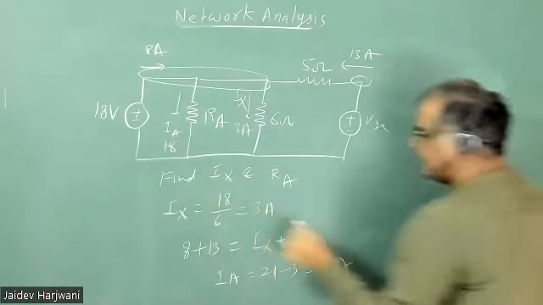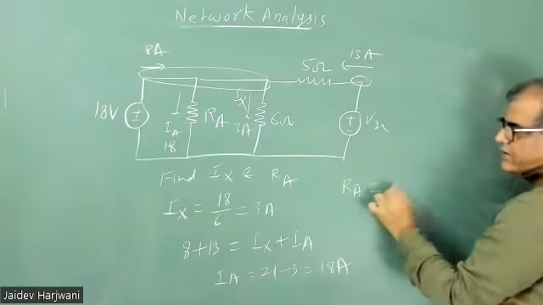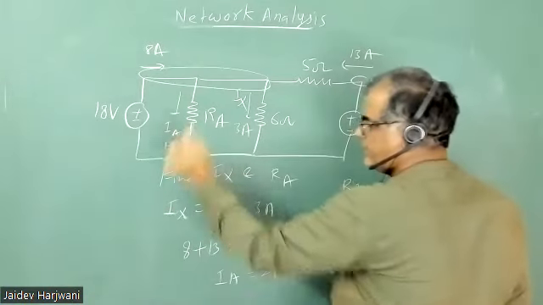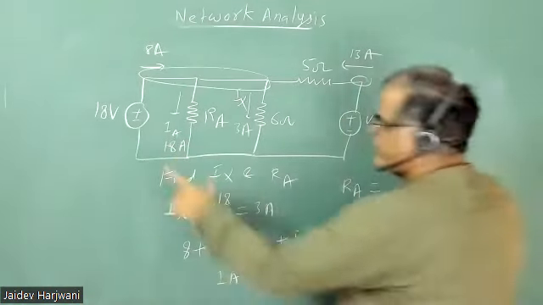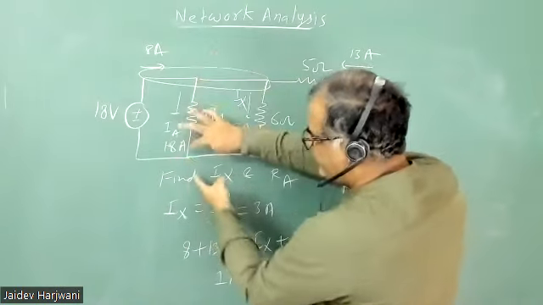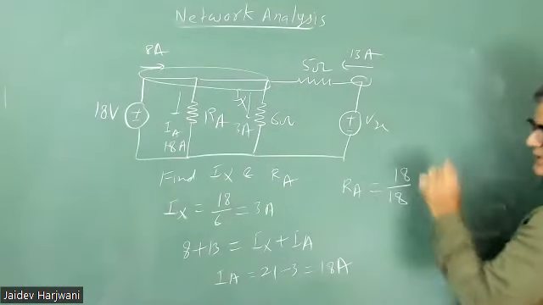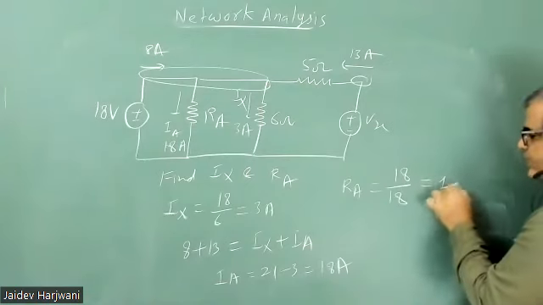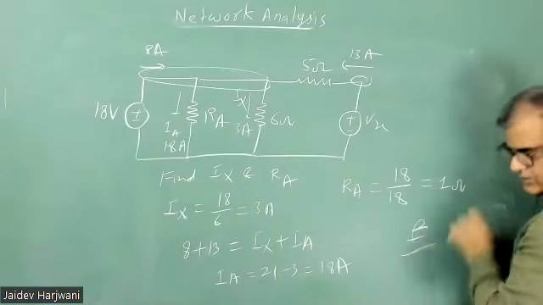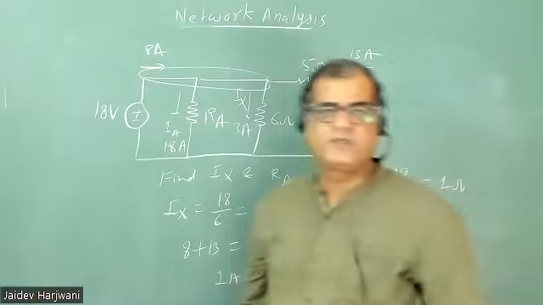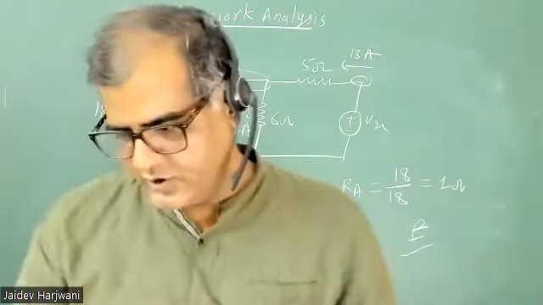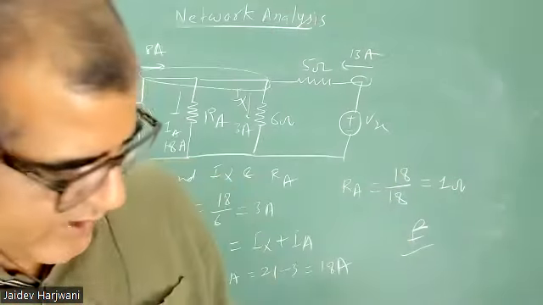Okay. Now what is RA? Tell me. What is RA? 1. Okay. The voltage across is 18 volt. Current is going 18 amperes. So 18 volt divided by 18. Okay. That is 1 ohm. Okay. This is the circuit. So yeah, simple circuits.